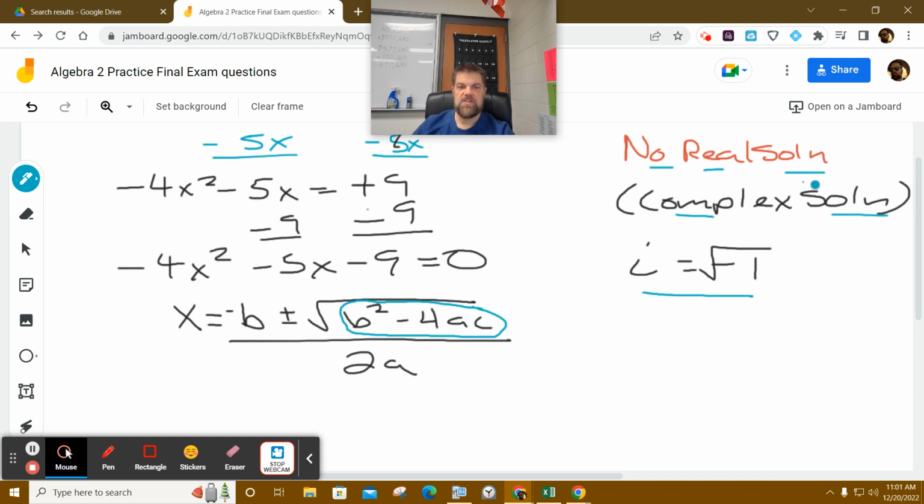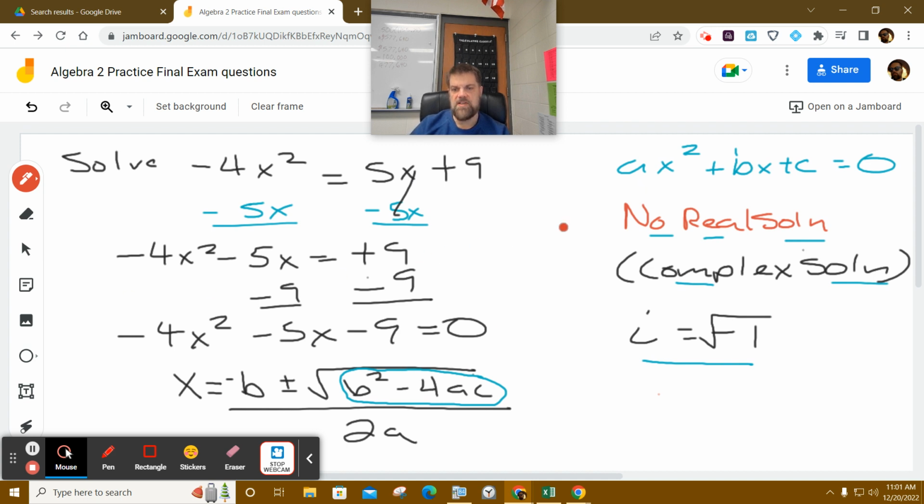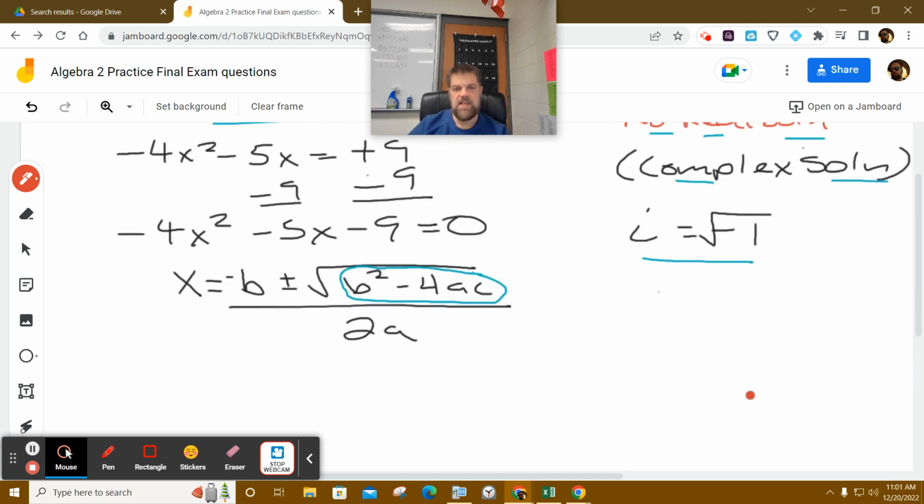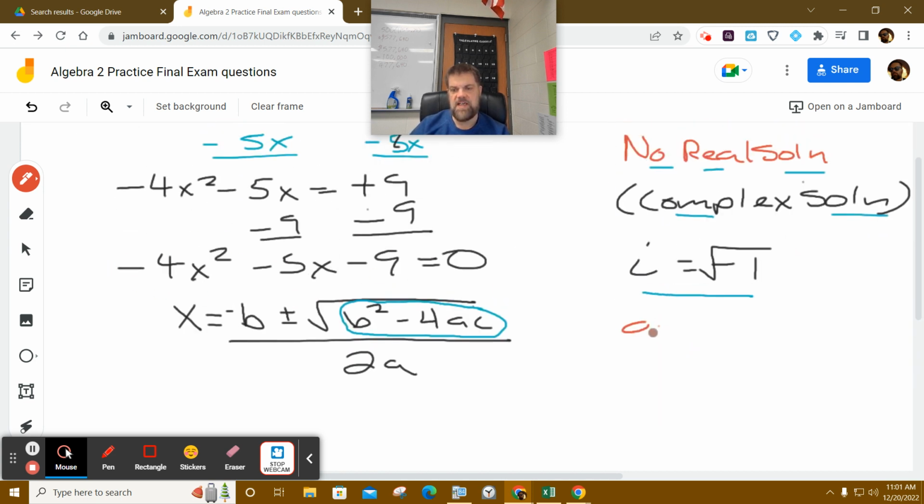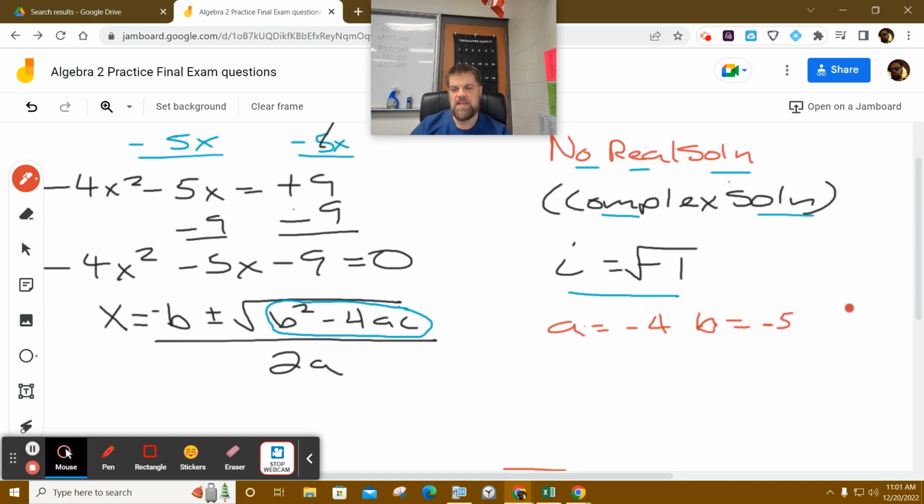And graphically, what that looks like is the two graphs that I showed on my computer, but on the graphing calculator. So let's crank through the math. First and foremost, we need to know a, b, and c. If it's written in this form, where a is the term in front of the x squared, b is the term in front of the x, and c is the constant, but it has to be equal to 0, then I get a is equal to -4, b is equal to -5, and c is equal to -9.